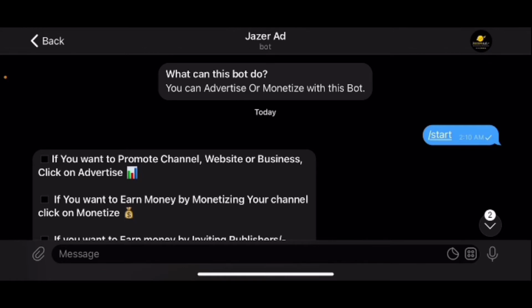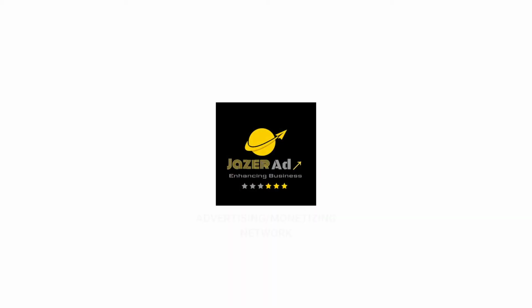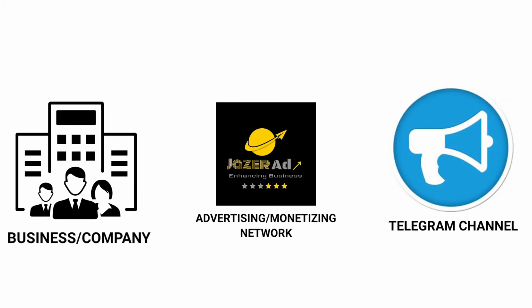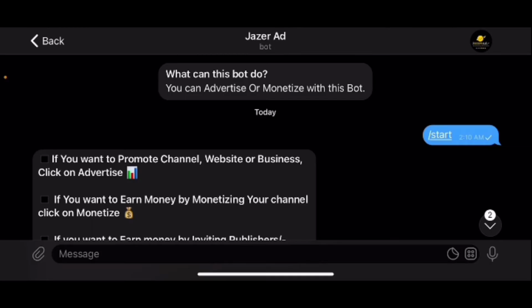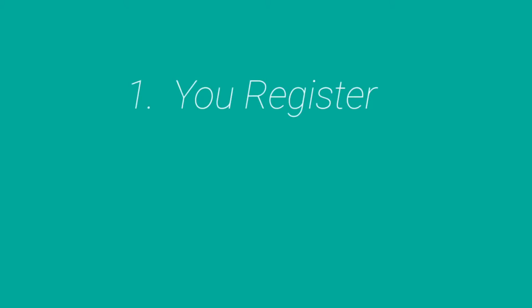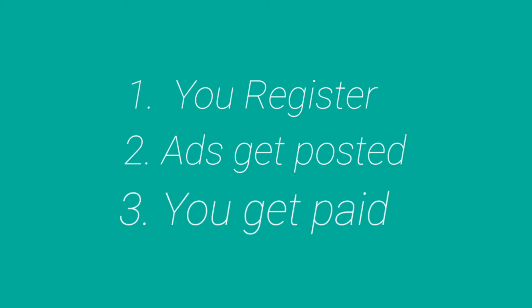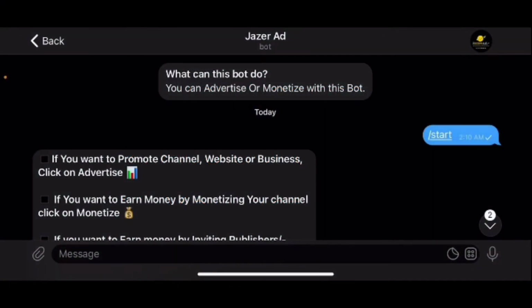Well, wait, let me just give you a brief overview of what Jeza Ad is. Jeza Ad is an advertising and monetizing network, an ad network on Telegram that makes use of Telegram channels to advertise businesses, companies, and so on. So that's where you come in as a Telegram channel owner. With Jeza Ad, you will monetize the channel, adverts get posted on your channel, and you get paid in 3 easy steps. So let me show you how you can monetize a channel with Jeza Ad and start getting paid.